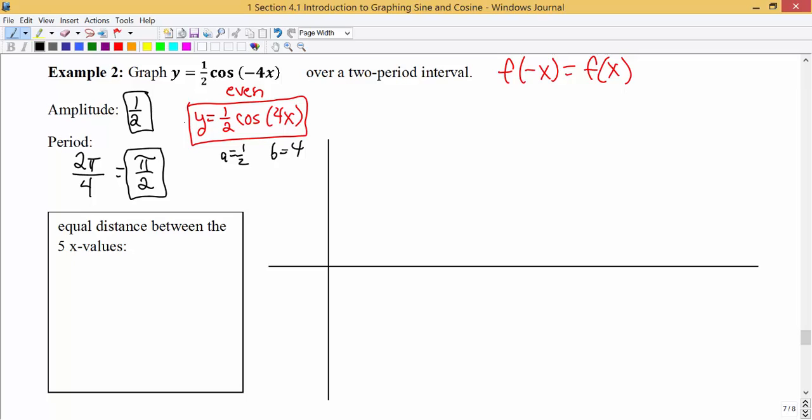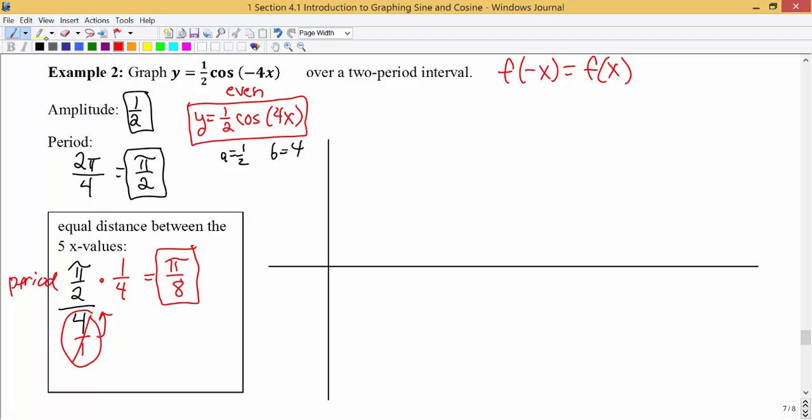So what is the equal distance between each of our key points? We're going to take pi over 2, divide by 4. If we have a fraction as our period, we're going to skip ahead a couple of steps. We know every single time that we're going to divide by 4, and we're going to end up flipping and multiplying that. So if we have a fraction given as our period, we're just going to multiply by 1/4. We're going to make that a little bit faster. So the equal distance between those 5 x values is going to be pi over 8.